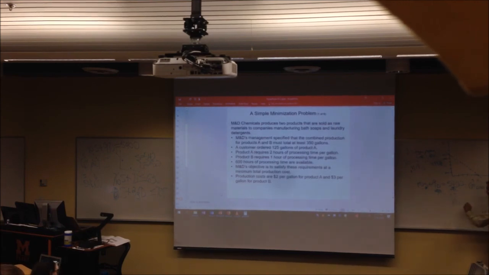So, however many gallons of A, plus however many gallons of B, it's got to be greater than or equal to 350. Customer already has an order in for 125 of A. B has nothing to do with that 125. A represents how many gallons of A. However many A gallons we're going to make, we've got to fill that customer order.